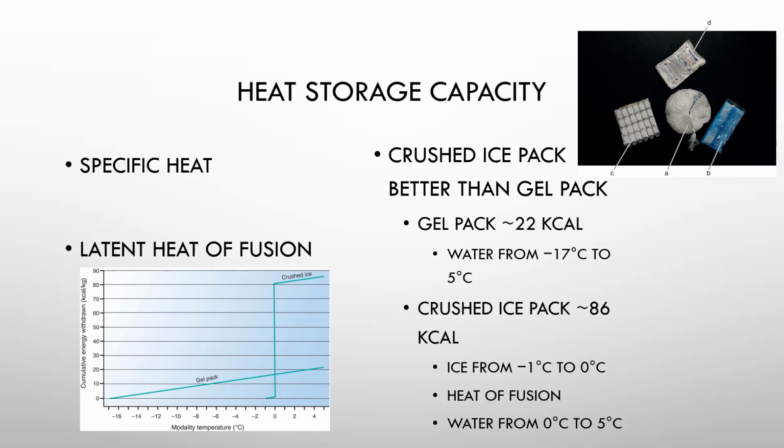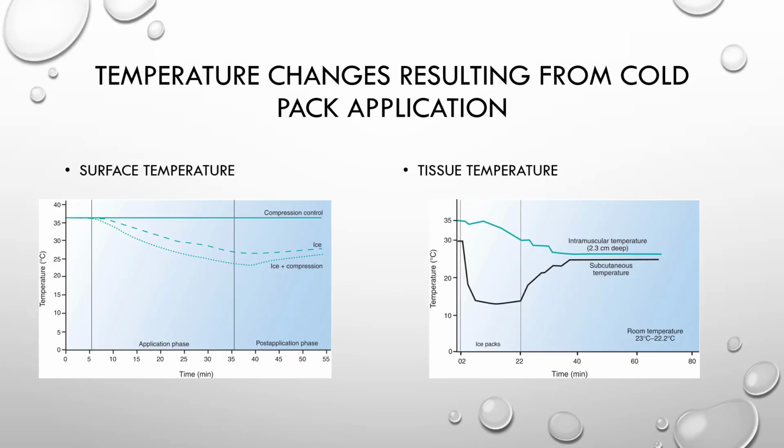There is a latent heat of fusion. This is the amount of heat energy needed to convert a substance from a solid state to a liquid state without changing its temperature. There's a phase change. For ice to water, that is at 85 calories per kilogram. Crushed ice packs are better than gel packs. Gel packs need at least 22 kilocalories.